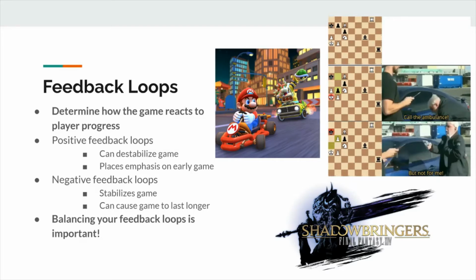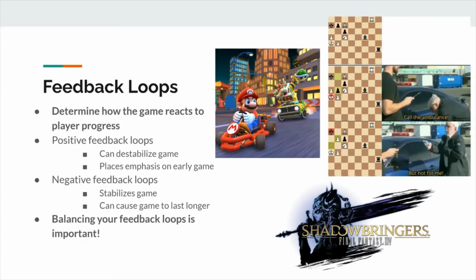On the other hand, we have negative feedback loops. So it's basically the opposite of a positive feedback loop. If the player does well, then the game punishes them or increases the difficulty in response. And on the other side, if the player does poorly, then the game becomes easier. You can see this in Mario Kart. If you're in first place, then the items you get from the mystery box are a lot worse. And if you're in last place, you get bullet bills and stuff. And in first place, you can even get a blue shell.